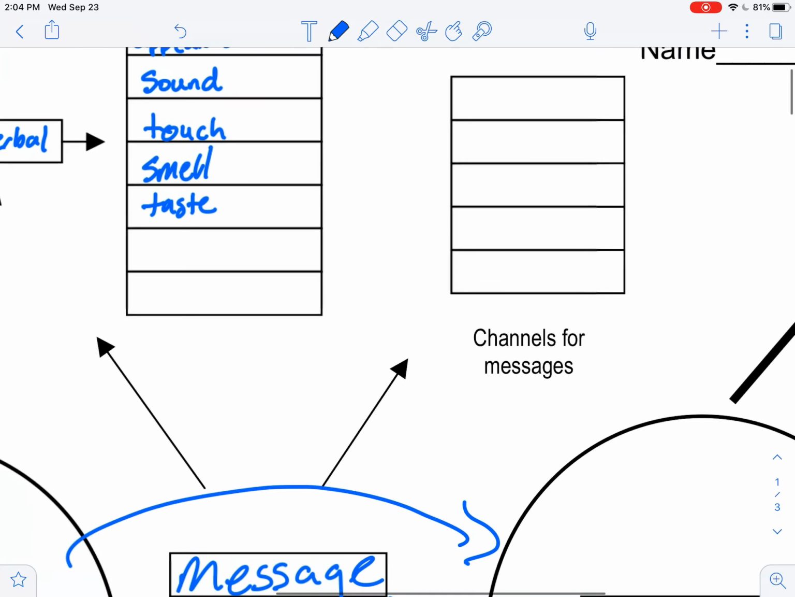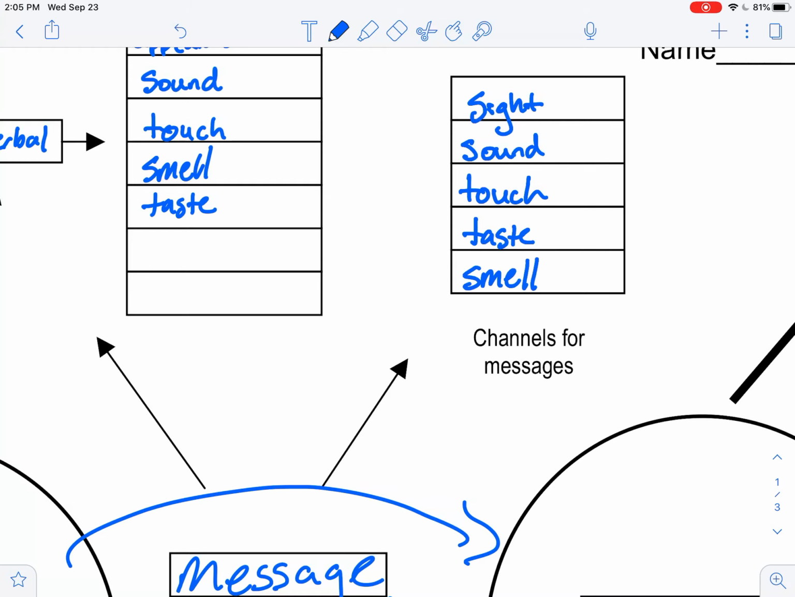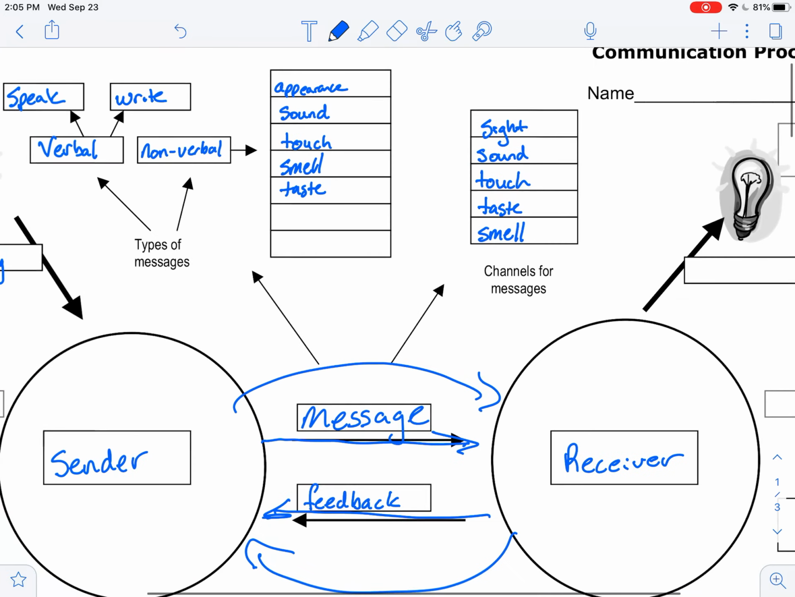And now we look at channels. What are the different channels? Well, think more sensory-based, right? You see nonverbals a lot of the time. You can hear nonverbals and verbals, so sound would be one. Okay, you can touch. The way something feels communicates a message to you. Is it hot? That's communicating. You're learning something. Same thing with taste and smell. So all your senses are channels for messages to come through.